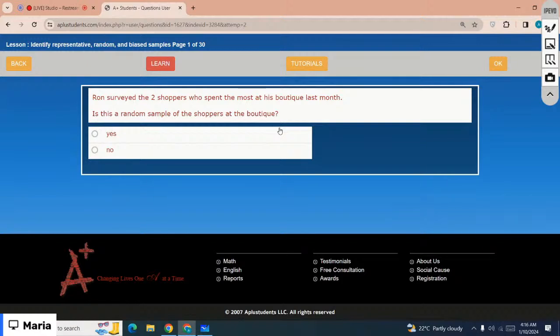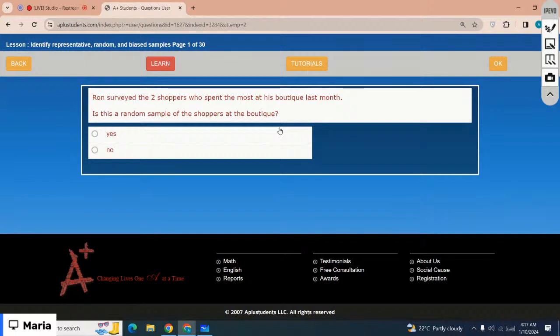So the first example is Ron surveyed 2 shoppers who spent the most at his boutique last month. Is this a random sample of the shoppers at the boutique? You are given 2 options, yes or no, right? So you have to see whether the given sample is random or not. So which is the correct option?